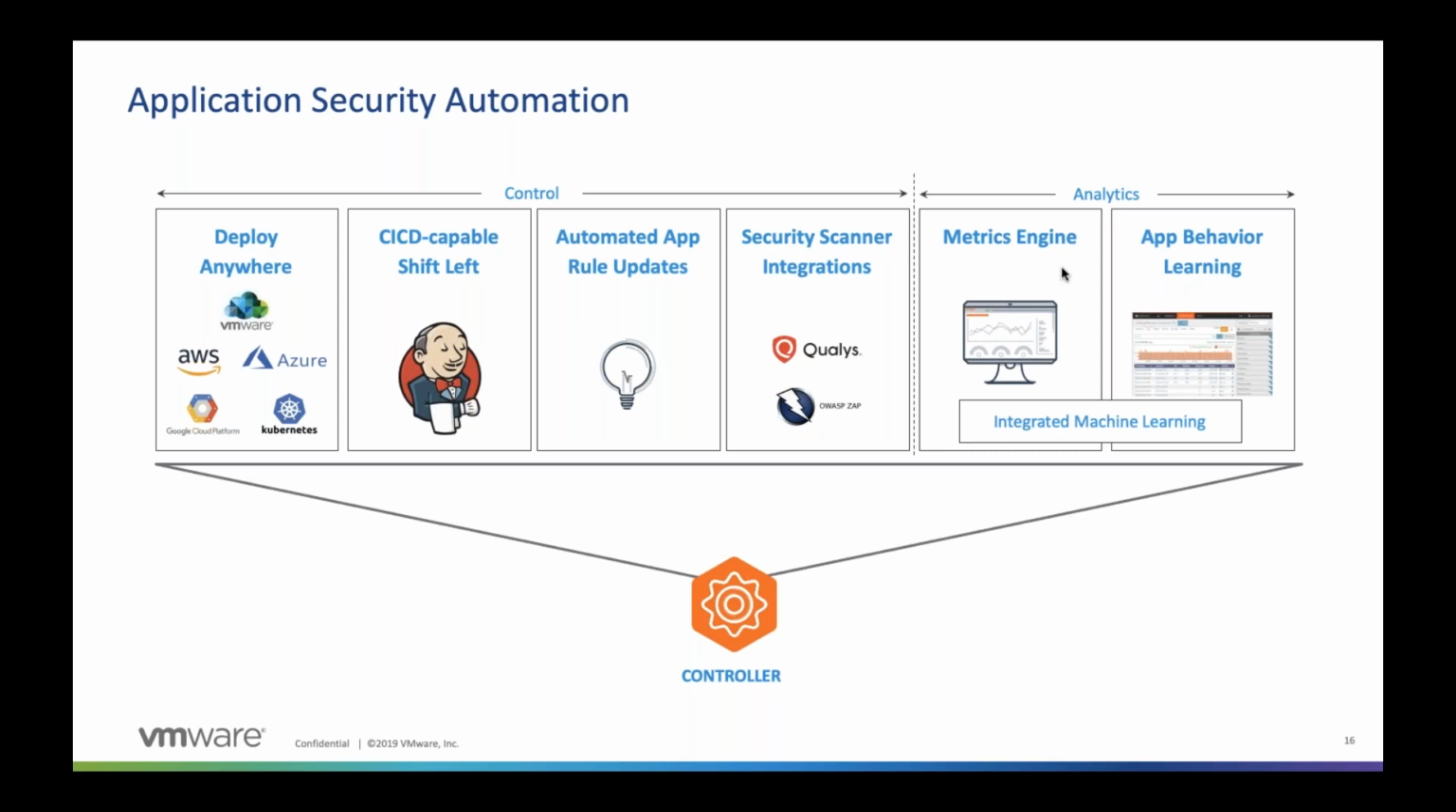Then the automated rule updates can run in that as well. So if you bring out a new application, it continuously updates the rules with the learning engine as well. I already mentioned this security scanner input as well. So if you automate these scanners, you can feed the results of those scanners automatically into the application firewall as well. And I talked about the analytics engine and the application behavior learning already, and I'll show you that in the demo in a second.